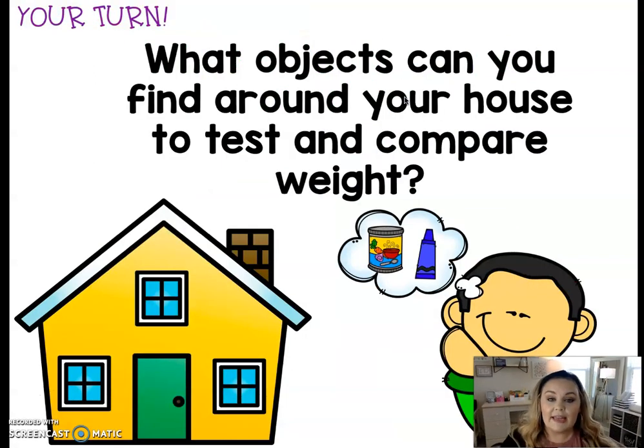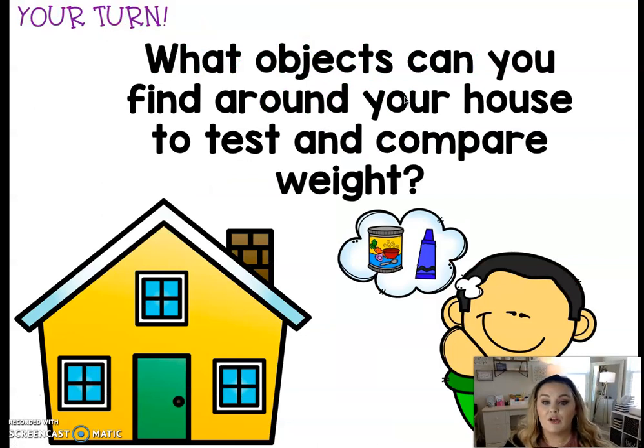Nice job. Now, what objects can you find around your house to test and compare weight? What I would like you to do is find 3 sets of objects. So you're finding a total of 6 items. My example of my glasses and my phone is 1 set of objects. You're going to find 3 sets of objects that you can hold in each hand, and I would like you to compare the weight and see which one is heavier and which one is lighter. And then you can also practice saying the sentence.